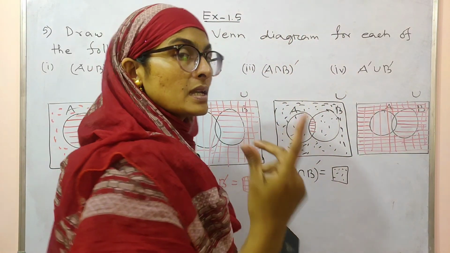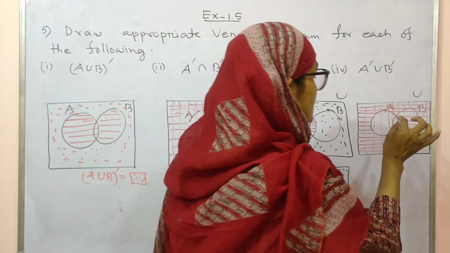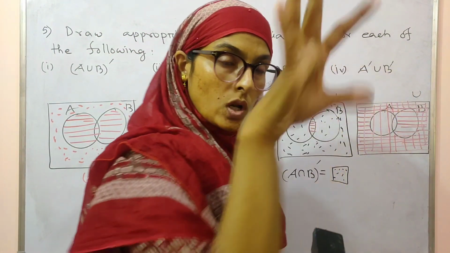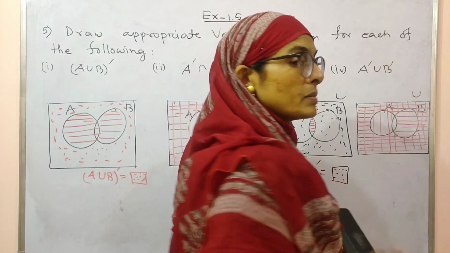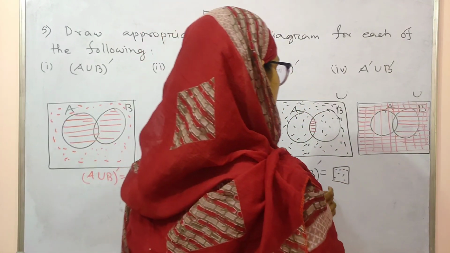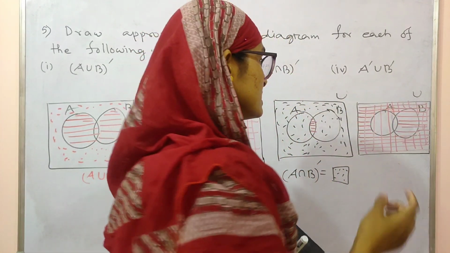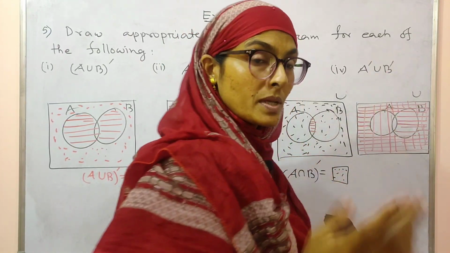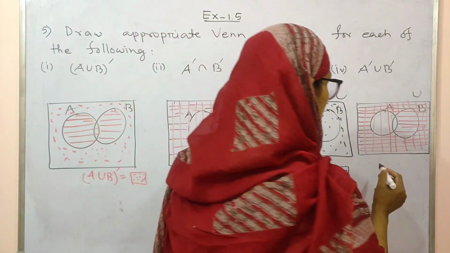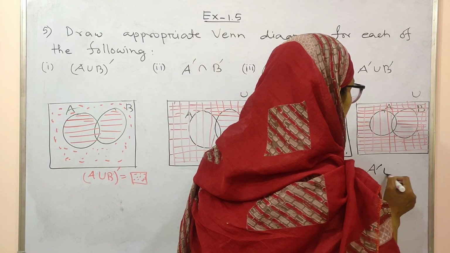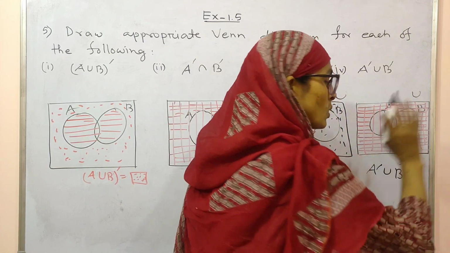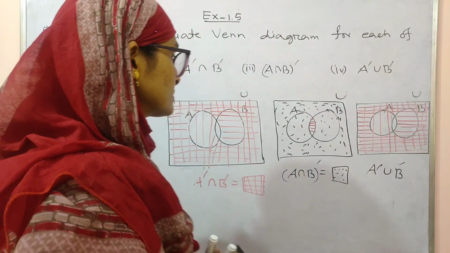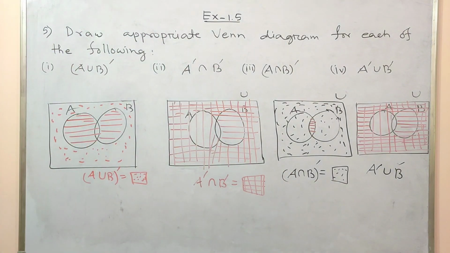So, A complement union B complement means everything except this one. That means (A intersection B) complement is the same as A complement union B complement. So this one, A complement union B complement, is the whole, including the overlapping portion. You can draw the diagram.